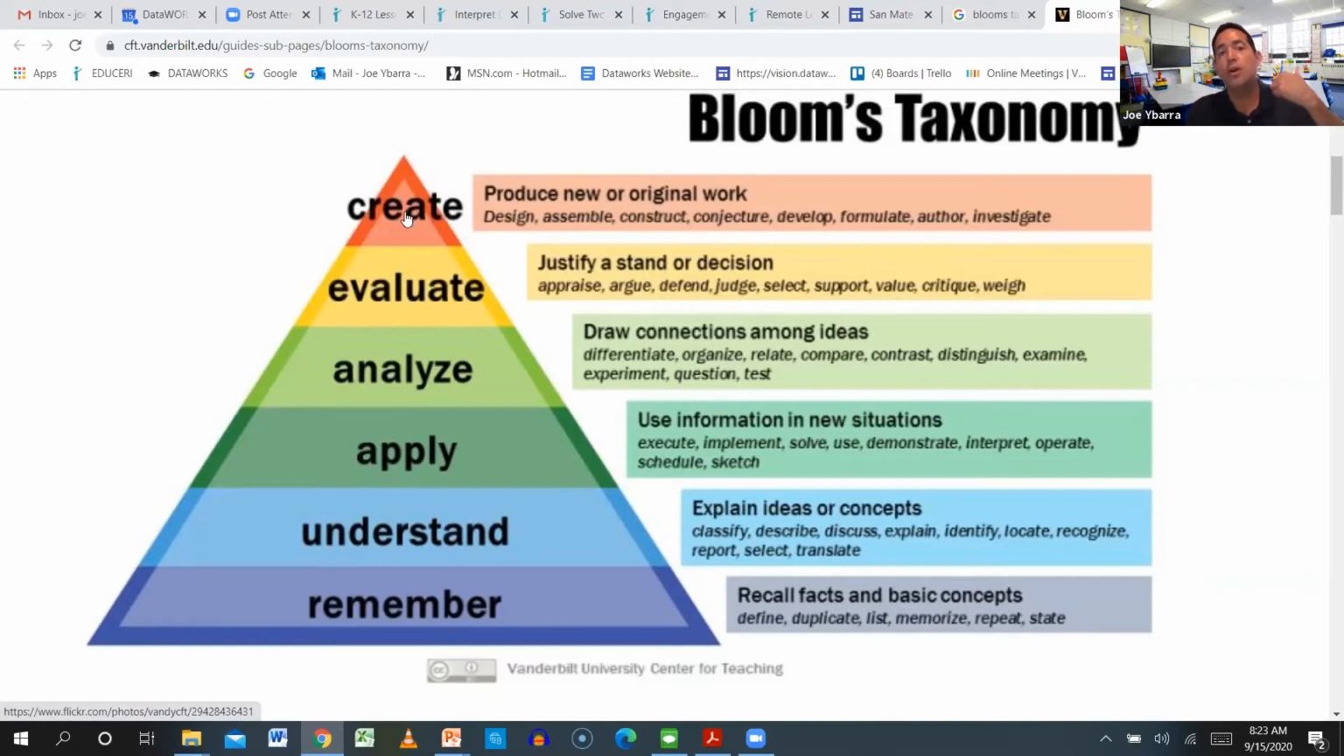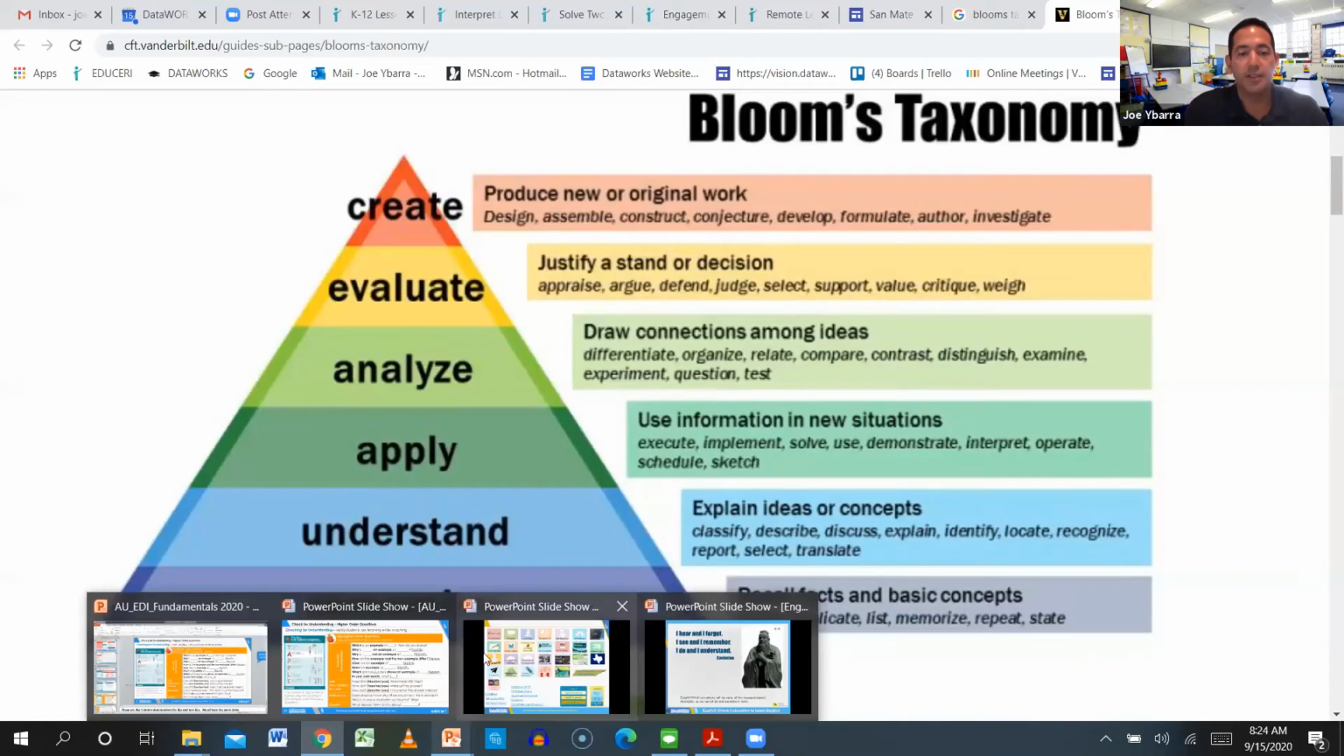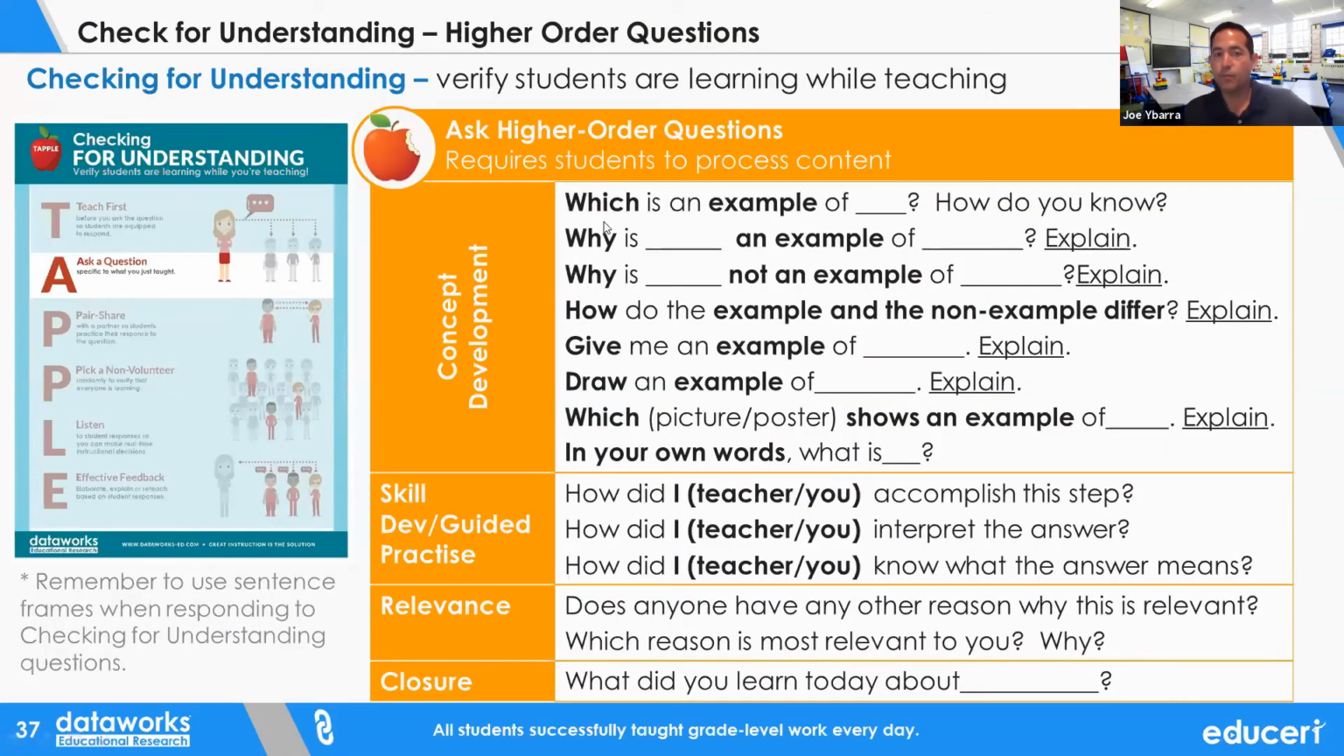Create, can you give me an example of the concept I'm teaching? And today we're going to be doing context clues. So I say that because one thing you should have an understanding of is our higher order questions. You're going to see this throughout the lesson today, and it's going to be on context clues. Which is an example of context clues? How do you know? Why is sentence A an example of context clues? Explain. Why is sentence B not an example of context clues? How do the example and non-example differ? Give me an example of a context clue. Create a sentence that uses context clues.